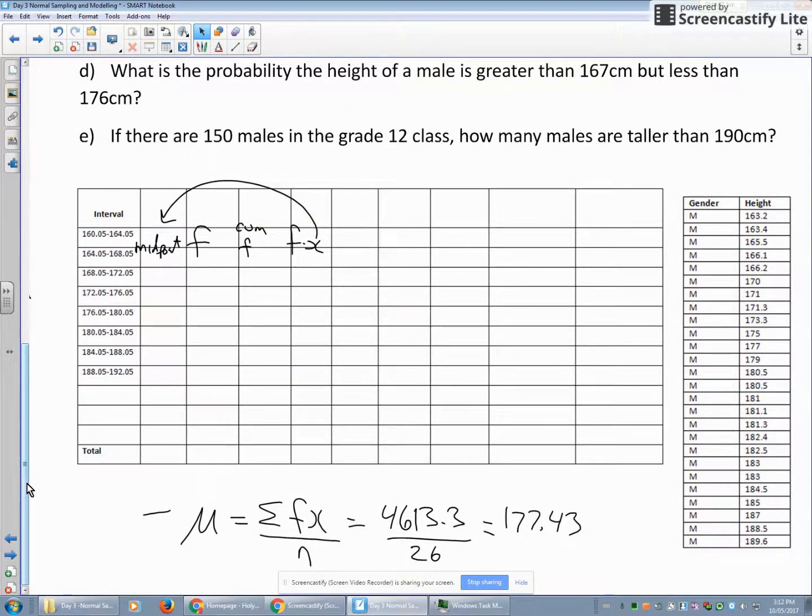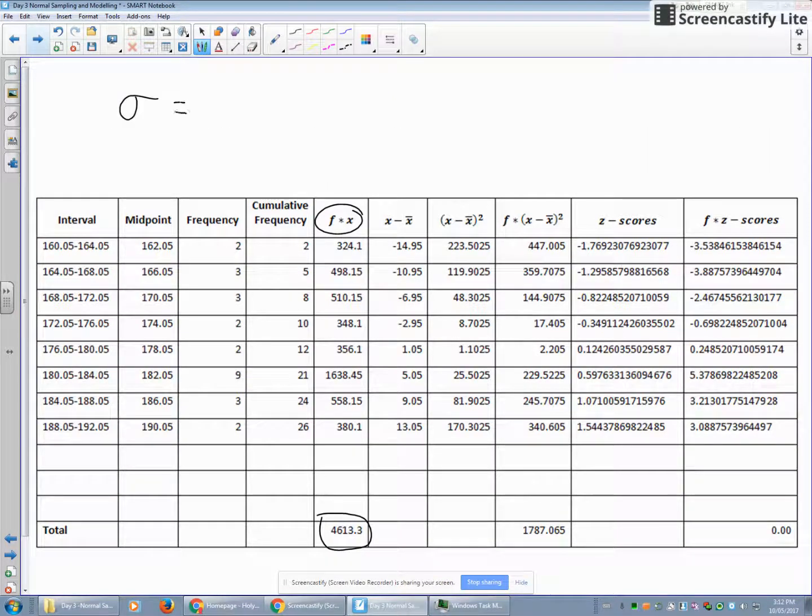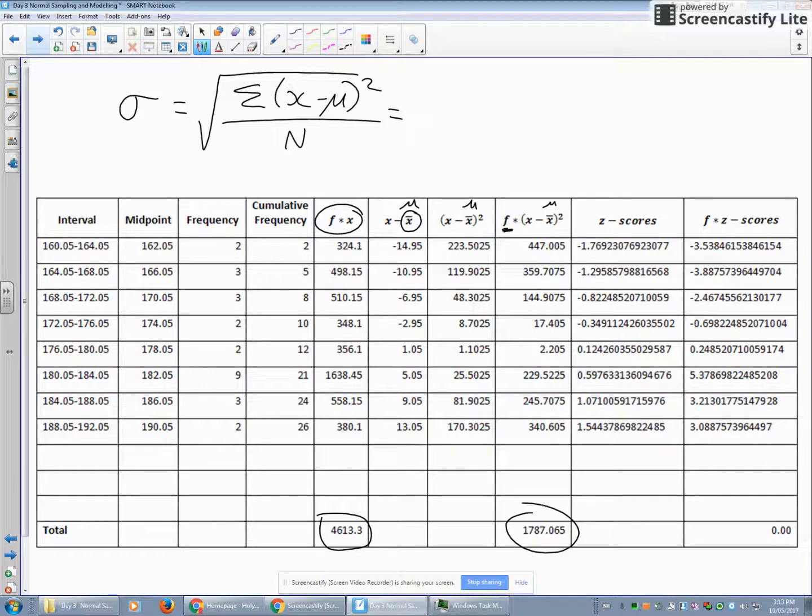In order for us to calculate our standard deviation, it is the square root of the sum of our x minus mu squared all over our population of n. In our charts here, really, I would argue that should be a mu because it's a population. This would be our mu there as well. When we do that, we can see that the frequency times x minus mu squared, data point subtract the mean squared, sums to 1787.065. All over 24, and this yields a standard deviation of 8.29.